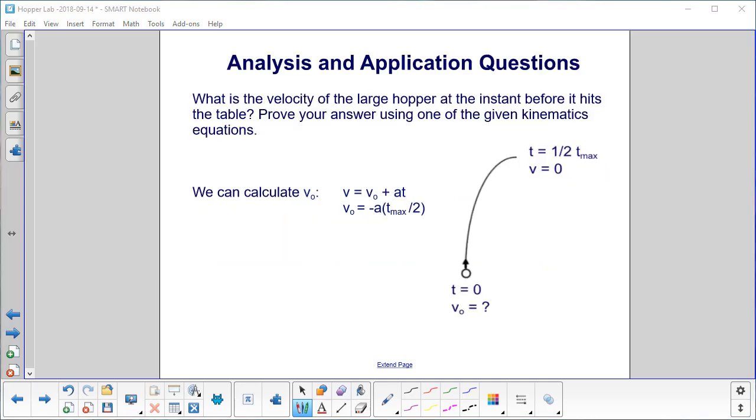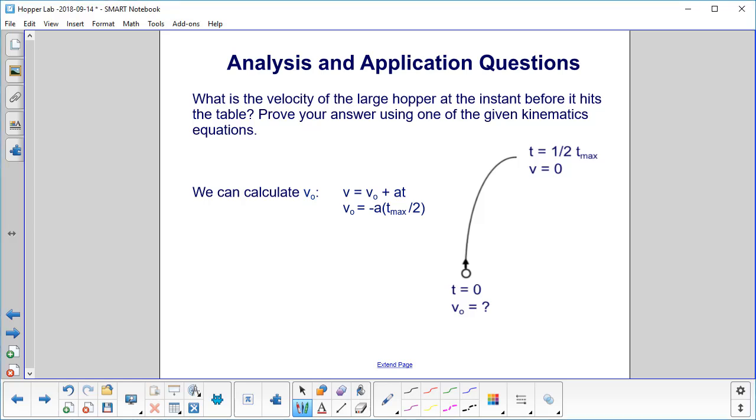Analysis and application questions. These would be good to give to your students. First one, what is the velocity of the large hopper at the instant before it hits the table? Try not to ask them what's the velocity when it hits the table, because a lot of kids will just say, hey, it's 0, it's stopped. You want the velocity right before it hits the table. And prove your answer using one of the given kinematics equations.